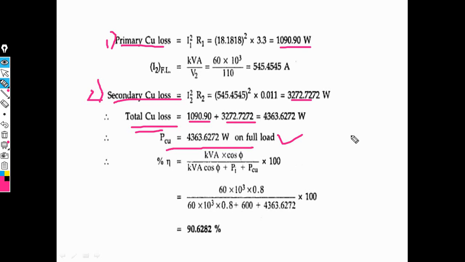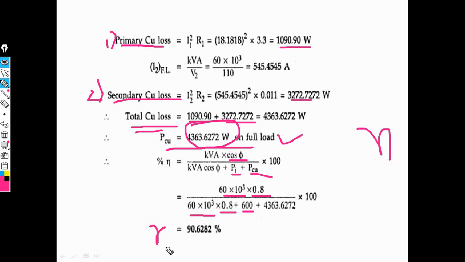Okay, now we need the formula for efficiency, that is, percentage of efficiency. It is kVA into cos phi, divided by kVA into cos phi plus P iron plus P copper, into 100. Then the kVA rating is 60 into 10 raised to 3, put here. Then cos phi is 0.8. Then 60 into 10 raised to 3 into 0.8. Then iron loss is 600 plus the copper loss calculated here, that is 4363.6272, into 100.